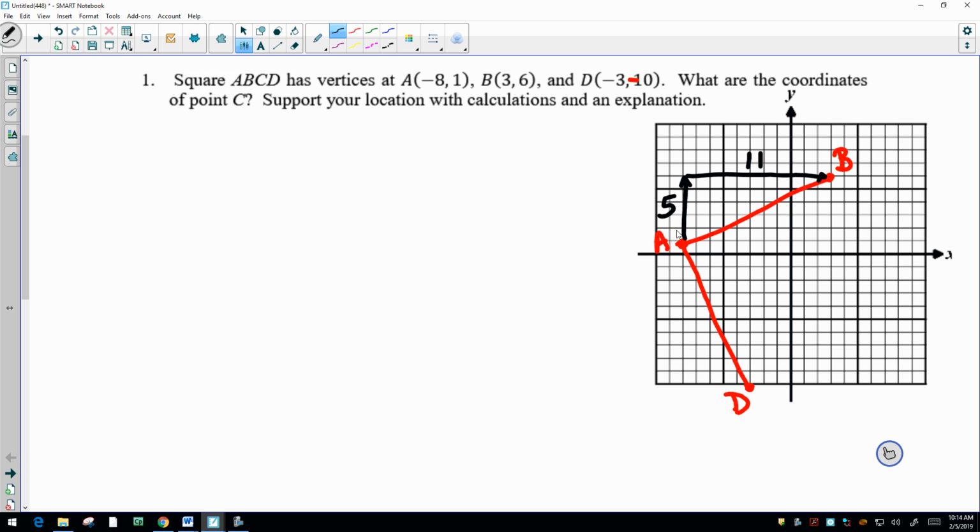Okay, so knowing I started up 5 over 11, how is that going to help us to find C? What could I do? Down 5 from... Up 5 from D. Okay, let's try that. So go up 5. 1, 2, 3, 4, 5. So here's my up 5. And then go over 11. So here's 3, 4, 5, 6, 7, 8, 9, 10, 11.